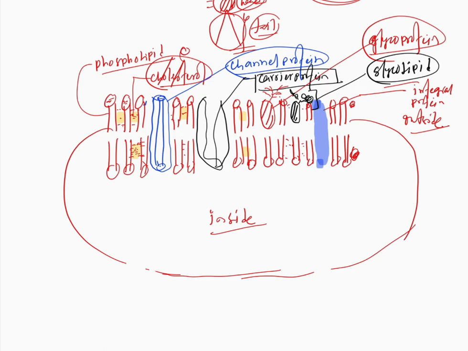In the next class we'll talk about how the structure is linked to each other, how they do their job, and how it controls the permeability of the cell membrane.